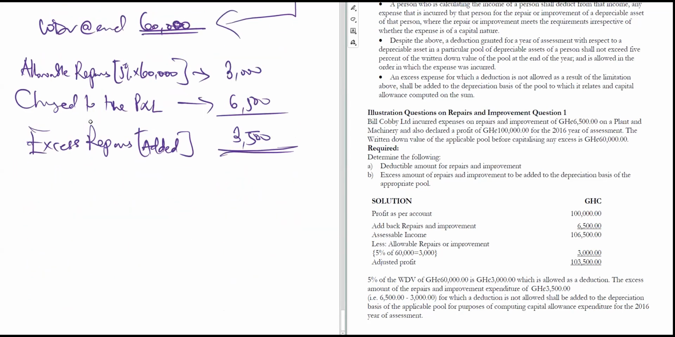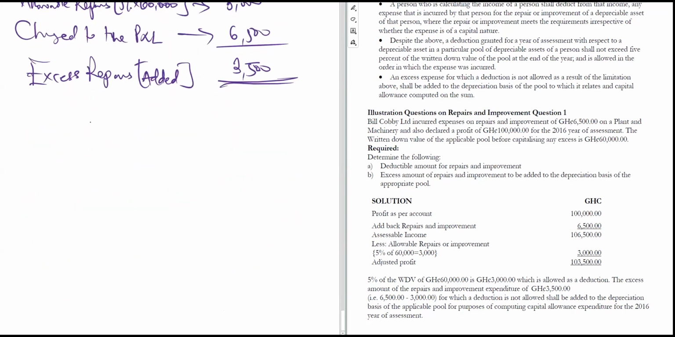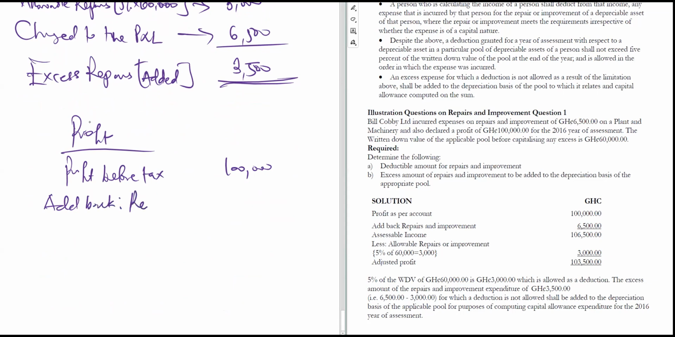Do you all agree? So if I want to do my profit adjustment or calculate my profit for the year, when I take my profits before tax, which was the 100,000, I can just decide to add back this 3.5, and I'm done. Or the best way I always prefer is to add back the disallowable deductions. I'll add back all the repairs, which is the 6.5, and I end up with 106,500. That becomes my adjusted profit.